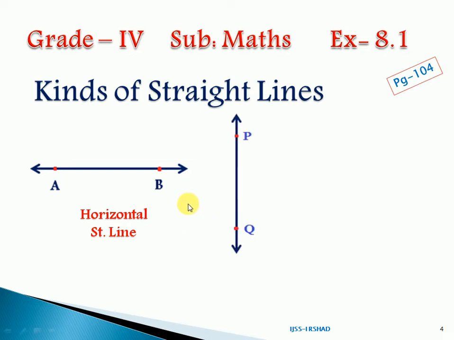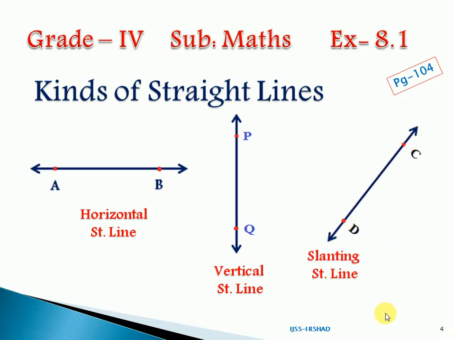If I draw a line like this from up to down, top to bottom, PQ, it is called a vertical straight line. It is also called a standing line. So in geometry we can say vertical straight line. And if I do not draw like this but turn it like this, then it will be known as a slanting straight line or oblique line. You can see here in the figure line CD.